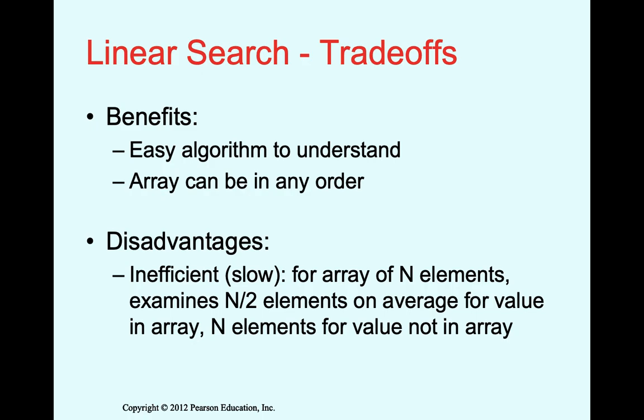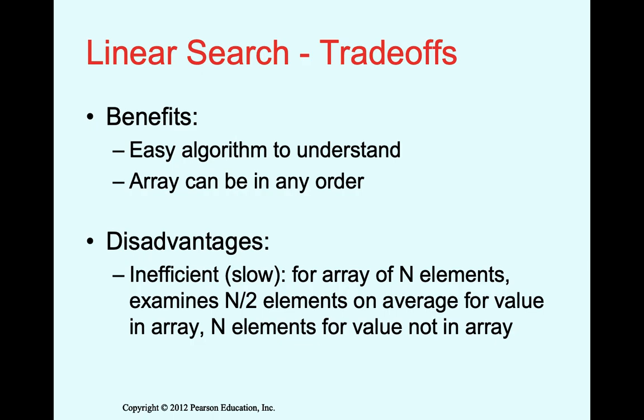What's the benefit of linear search? It's an easy algorithm to understand, and the array can be in any order. There is no condition that the array has to be sorted. The disadvantage is that it's inefficient, it's slow. For an array of n elements, let's say we have 1 million elements, we need to make maybe 1 million comparisons in the worst case. Or in the average case, maybe you need to make 500,000 comparisons, which is a lot. Imagine you have an array of 1 billion, so you need 500 million comparisons.